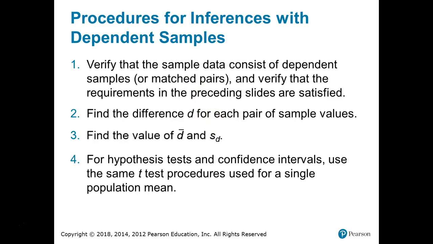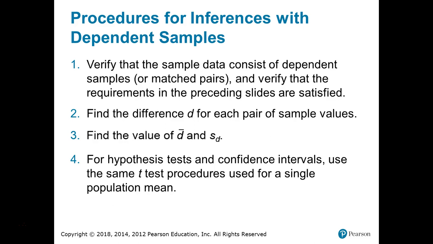So you take the one, subtract it from the other. That will give you the D for each individual pair. Once you have the D for each individual pair, you have to find the mean of all of those data values and then the standard deviation of all those data values. And then once you do that, you can move on to step 4, which is do the hypothesis test and confidence interval for the same T procedure used for a single population mean.